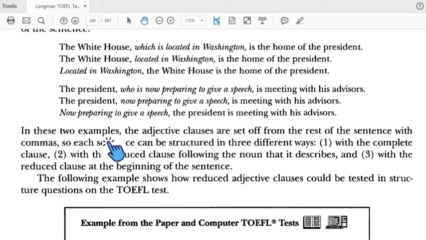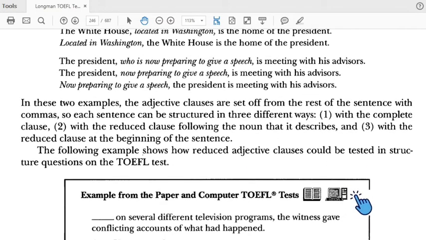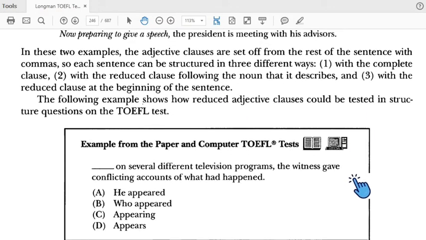In this example, the adjective clause is set off from the rest of the sentence with a comma. So each sentence can be structured in three different ways. So nothing is wrong with any of them. A lot of these are right: with the complete clause, with the reduced clause following the noun that is described, and with the reduced clause at the beginning of the sentence. Okay, let's look at the example. Try to find out which one is the good one.